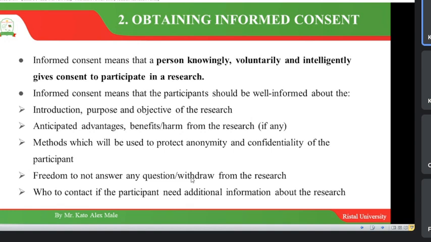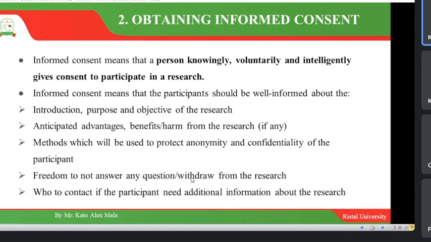Then informed consent means that the participant should be well informed about the introduction, purpose, and objectives of the research. Introduce the research to them. Introduce what you're going to do. What is the purpose of this study? What are the objectives of this study? Secondly, anticipate the advantages, benefits, or harm from the research. Are they going to benefit in any way? Should they expect anything? What are the advantages of you carrying out this research?